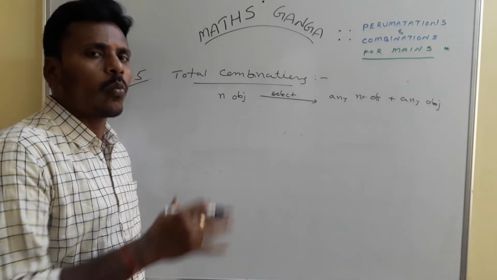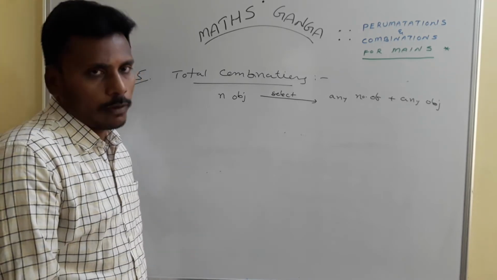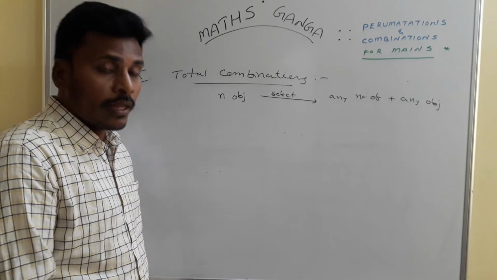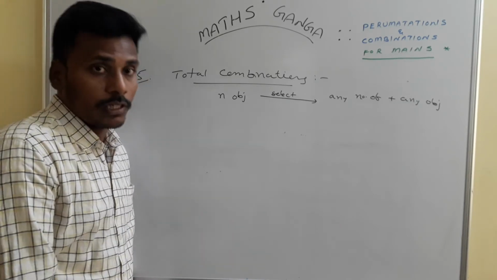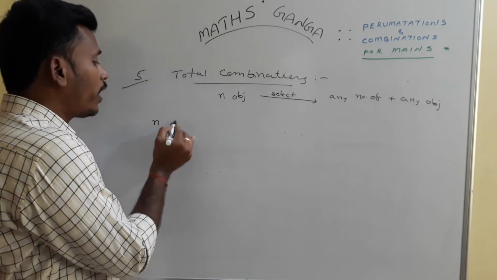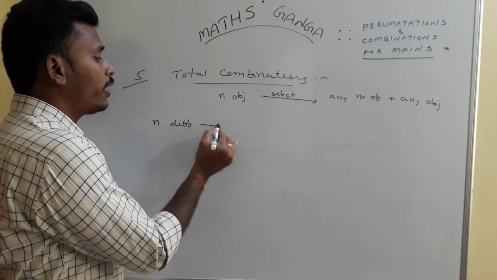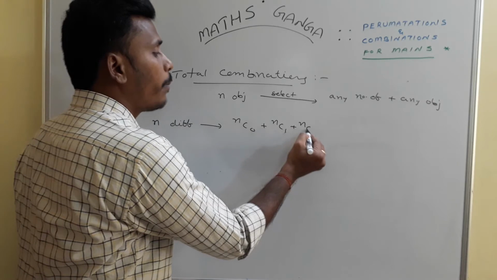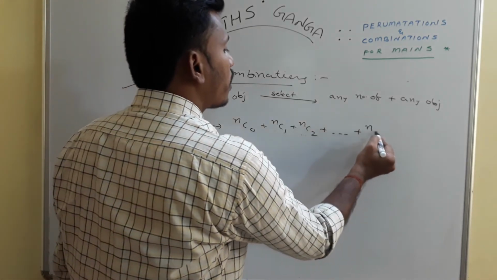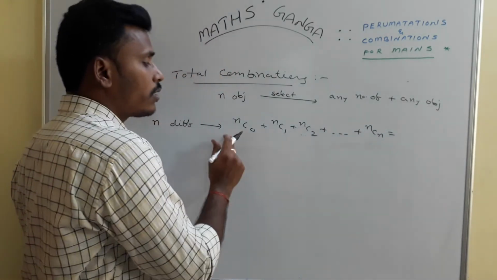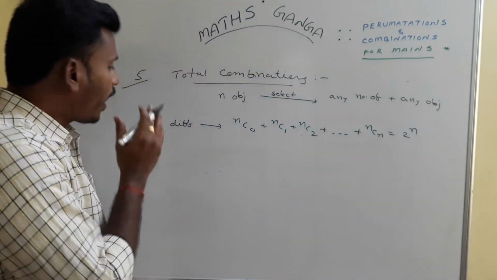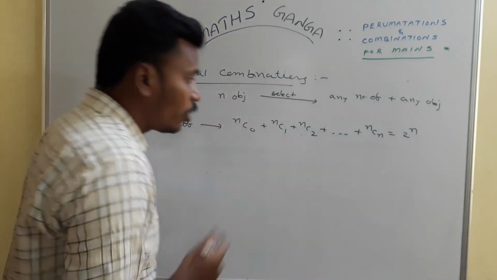If I wish to select one object, I may select any of the objects. In that sense I have a chance of selecting any object and a chance of selecting any number of objects. If there are n different objects, I may select 0 objects, 1 object, 2 objects, or I may select all n objects. It can be done in 2 power n ways. If I have n different objects, it can be done in 2 power n ways.